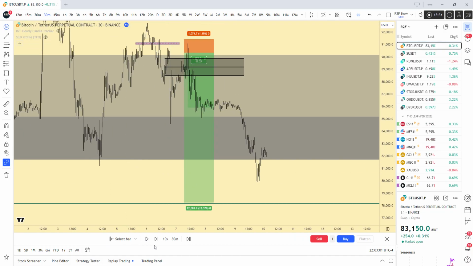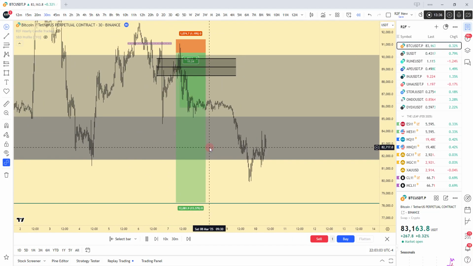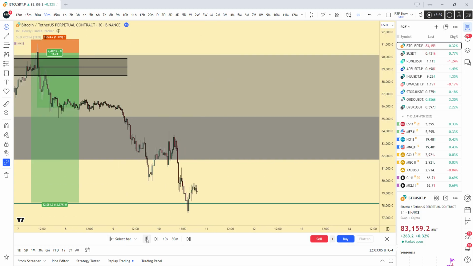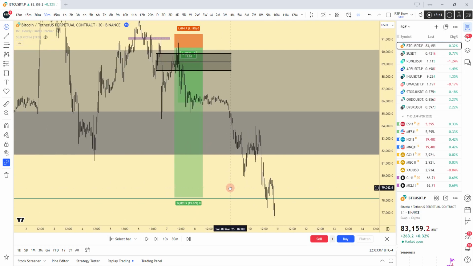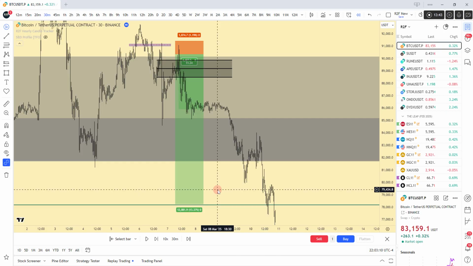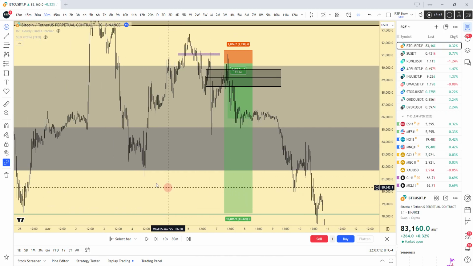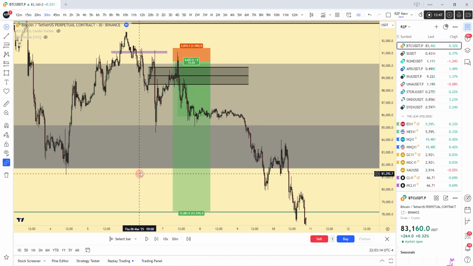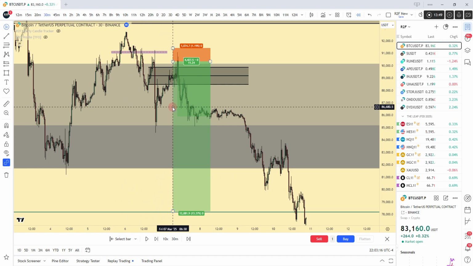Let's see if we get to that target. Okay, and that would be the terminus. Trade done, trade idea done. That's it. Wait for the next one. Not look at price and guess. Oh, it looks like, try and look for something.